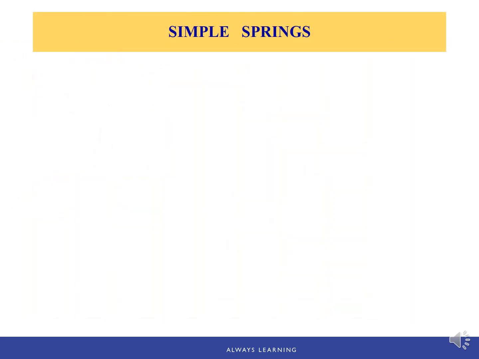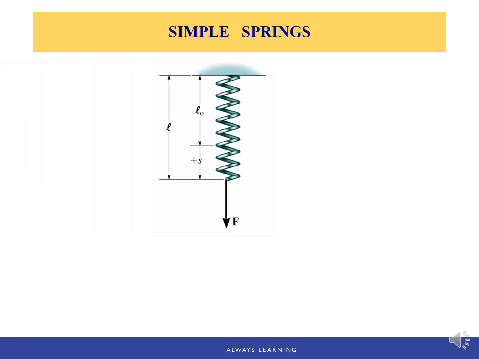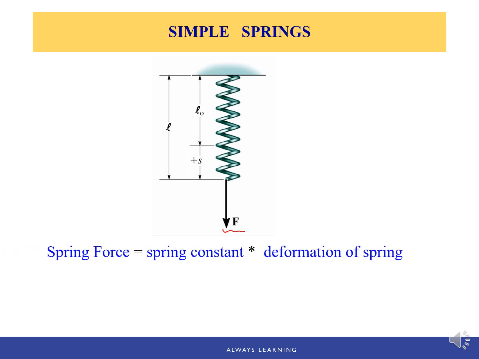Three types of supports are often encountered in particle equilibrium problems. The first type of support is simple springs. If we have a spring in the problem, then the force exerted by the spring is calculated by using the spring constant multiplied by the deformation of the spring. The deformation of the spring means the elongation of the spring.